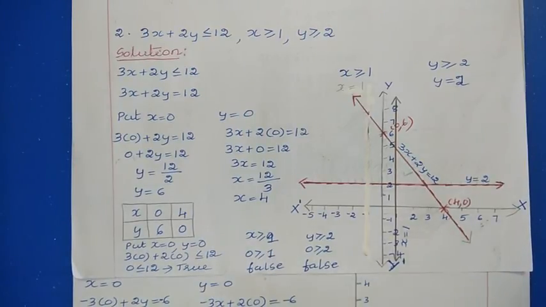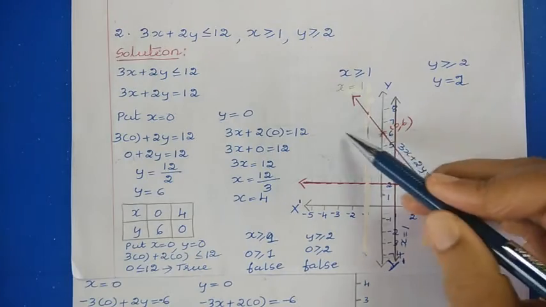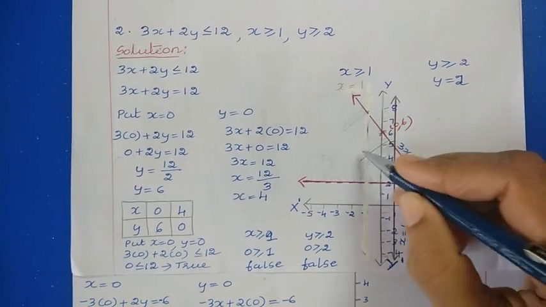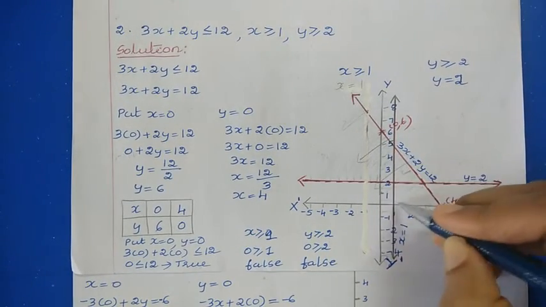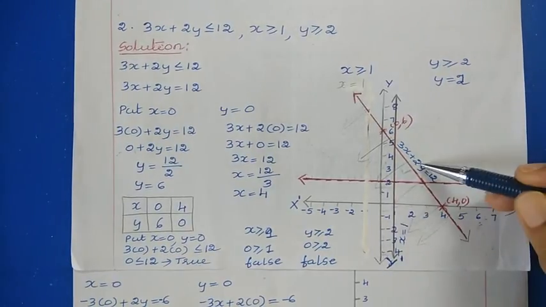So now let us shade the area. The first point is this one. See, I have taken the point 0, 0 and I got the value as true. That means we have taken this point and for this I am getting the value true. That means I need to shade this area now for this inequality, that is towards the origin. So this is the shaded area for this inequality.